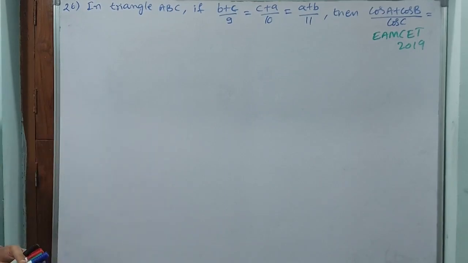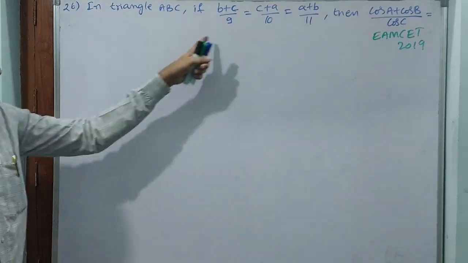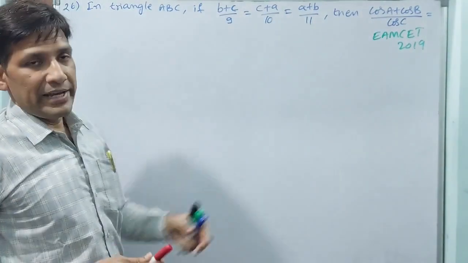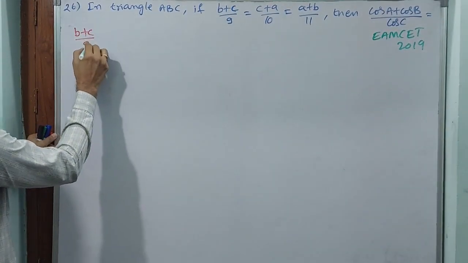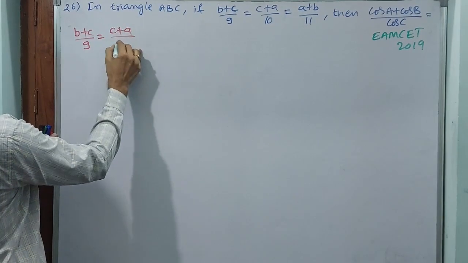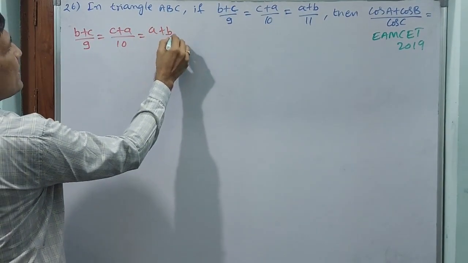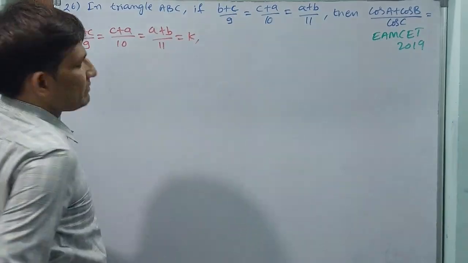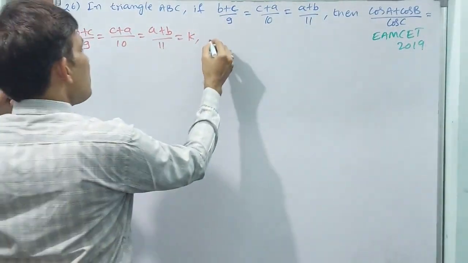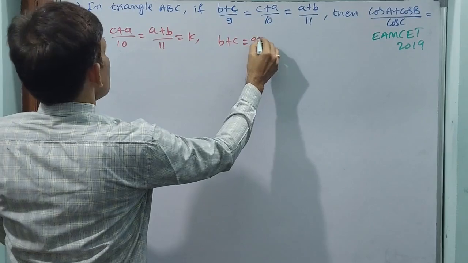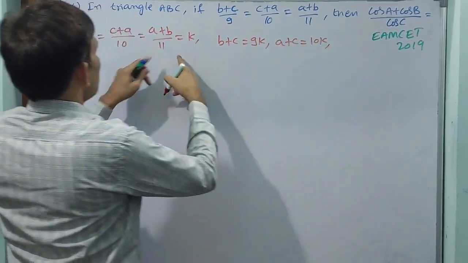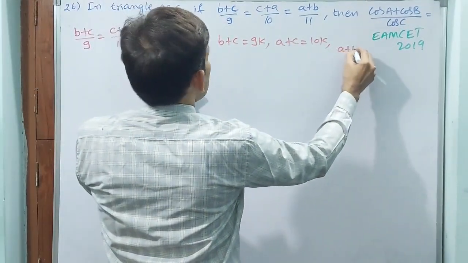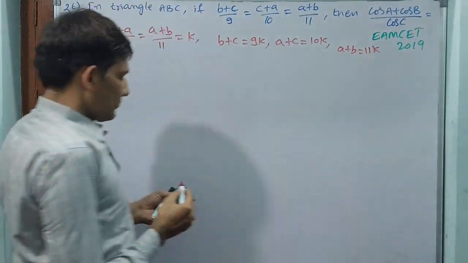How are you going to find A, B, C values then? Yes, there is a way. Because here you can equate it to some constant, because all are equal. You see what I am writing? (B plus C) by 9 is equal to (C plus A) by 10 is equal to (A plus B) by 11 is equal to K. Let K I have taken. Then what will be B plus C? B plus C is equal to 9K. A plus C is equal to 10K. A plus B is equal to 11K.